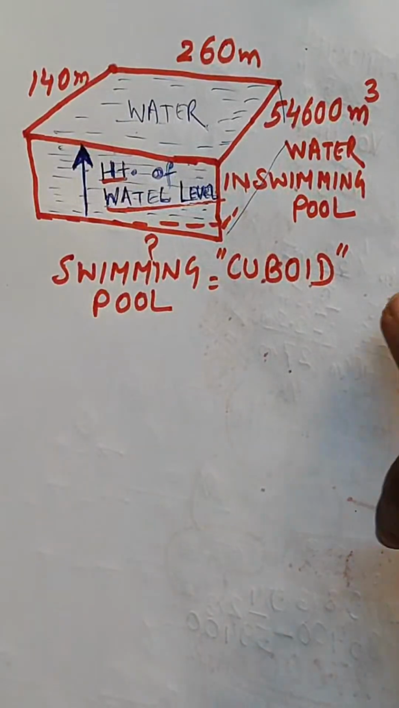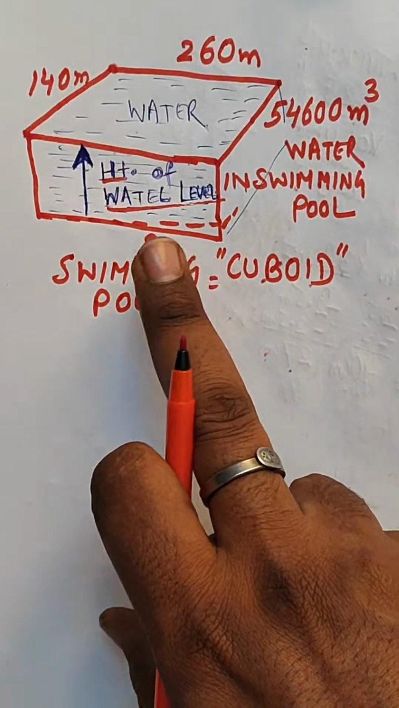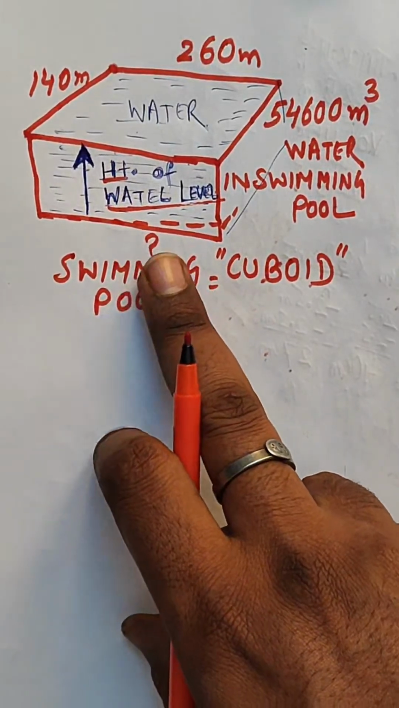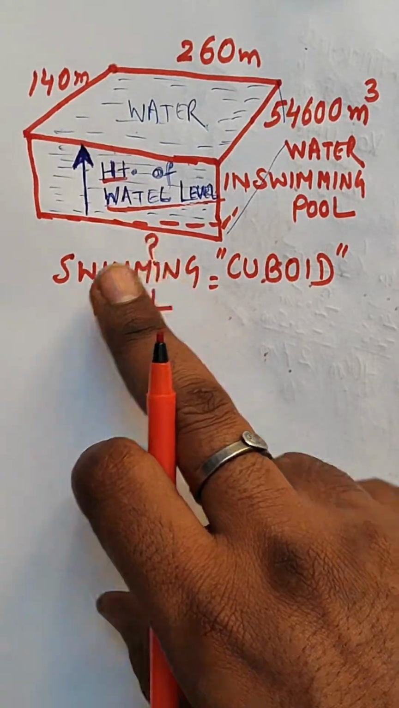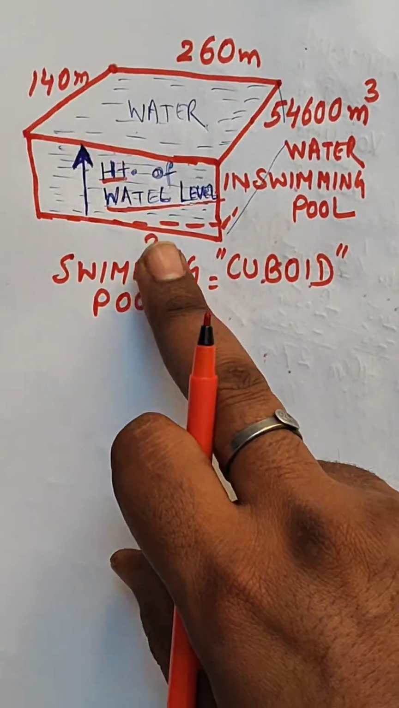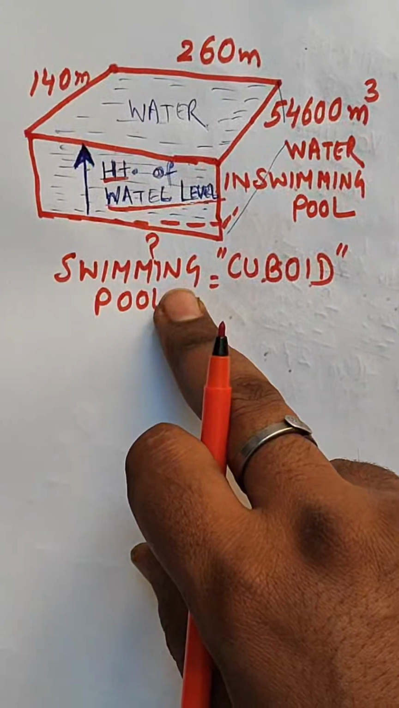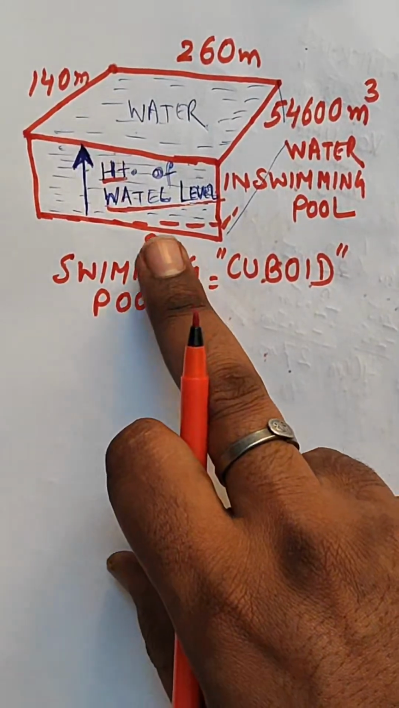In mensuration, we need to observe that whatever question comes in front of you will resemble one of the predefined topics you have learned. If it is a solid object, then a few solid objects you have learned are hemisphere, sphere, cuboid, cube, cone, right? So first, we need to understand which shape this is.